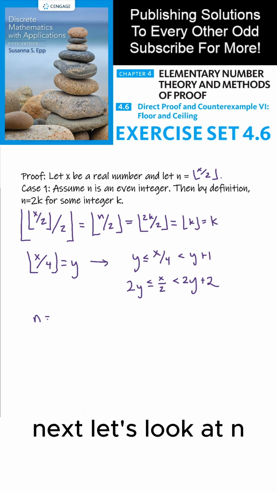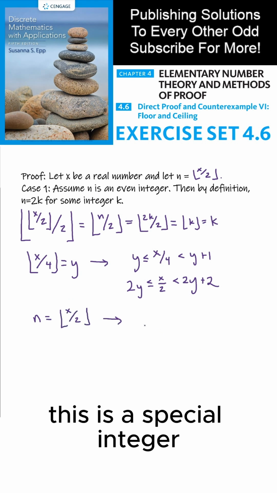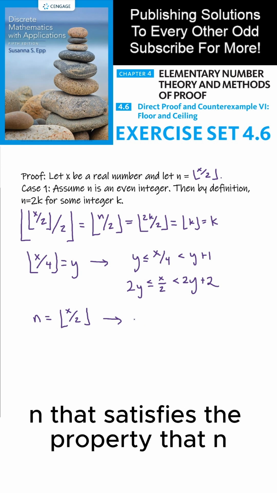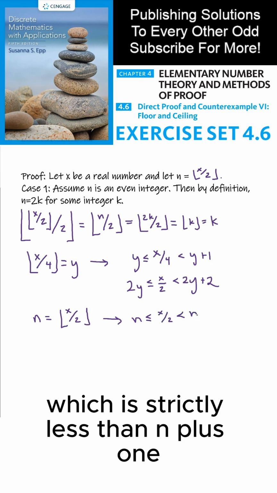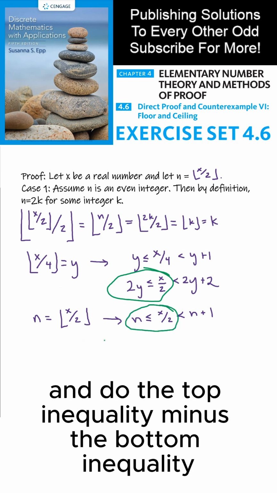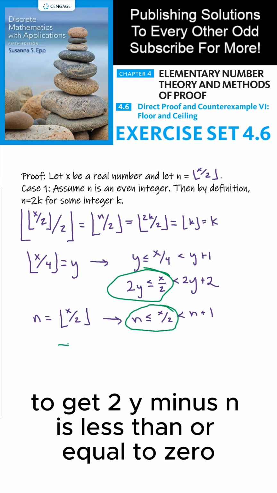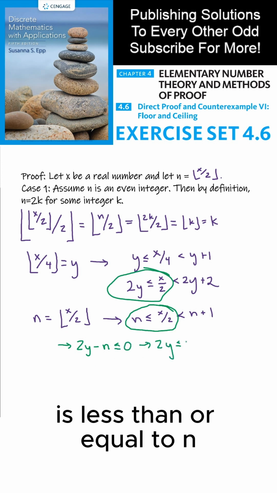Next, let's look at n, which is, by definition, the floor of x over 2. This is a special integer n that satisfies the property that n is less than or equal to x over 2, which is strictly less than n plus 1. And now we're going to do a trick. I'm going to take these two inequalities and do the top inequality minus the bottom inequality to get 2y minus n is less than or equal to 0, which means that 2y is less than or equal to n.